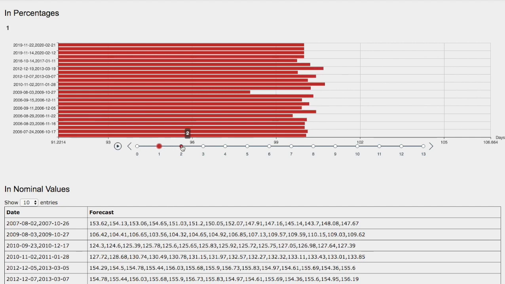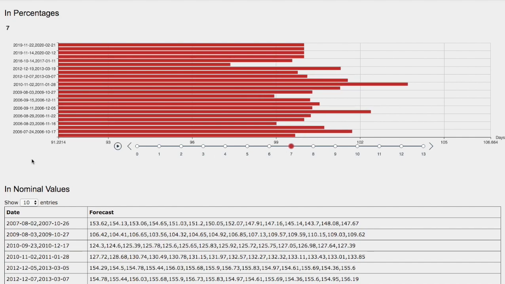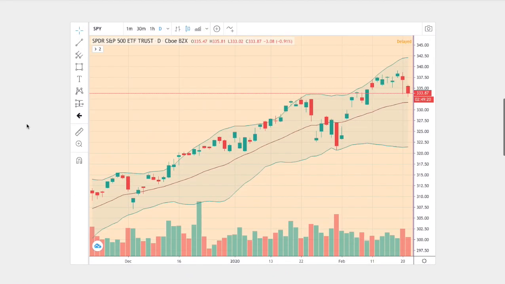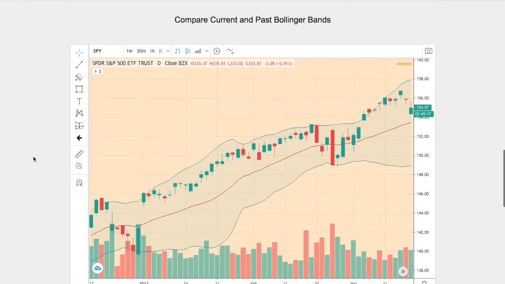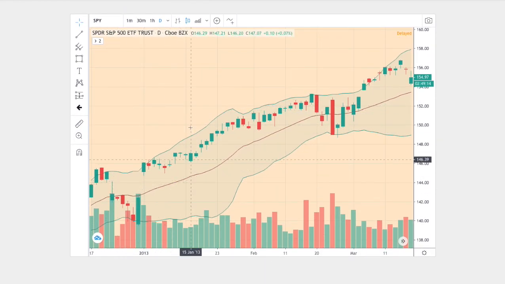So we have 1 day out, 2 days out, 3 days out, 4 days out, 5 days out, 6 days out, and 7 days out. So which one of these models should we focus on? Ideally, the model that is the best match to the current trend. Right here we have the current trend, and below is the trend that I believe is the best match. This trend dates back to December 19, 2012 to March 19, 2013.